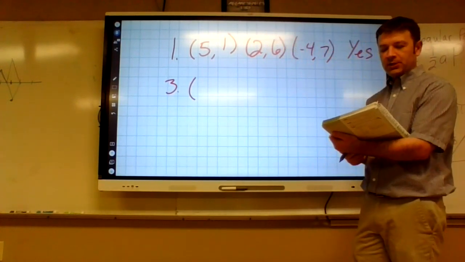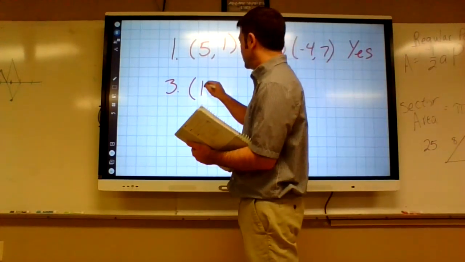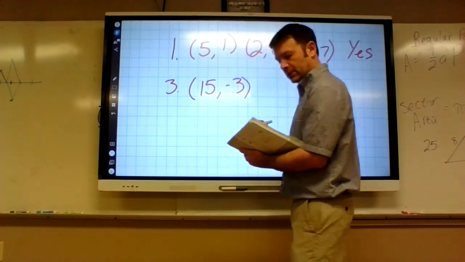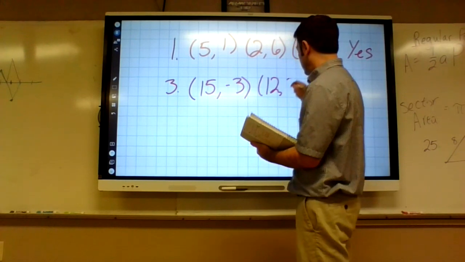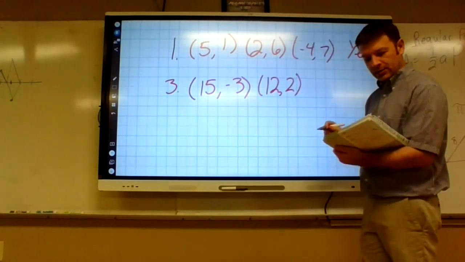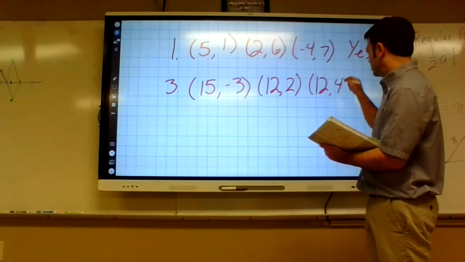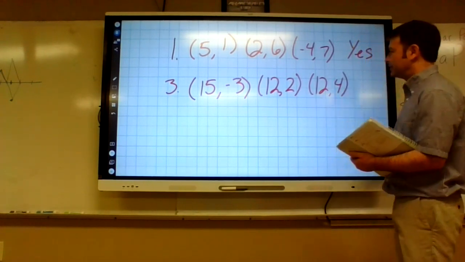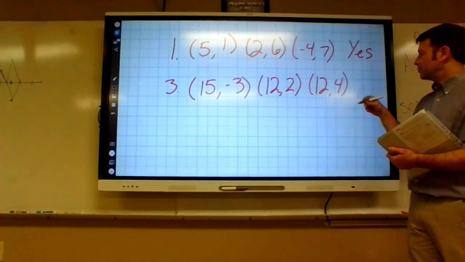Okay, on number 3, the arrow is -3, 15, so our point is going to be 15, -3. The next arrow is 2, 12, so we're going to put 12, 2. The next arrow is 4, 12, so we're going to put 12, 4. Wait, that was all, just those 3, right? Okay, is that a function? No. 12, 2 and 12, 4, that's a no-no.